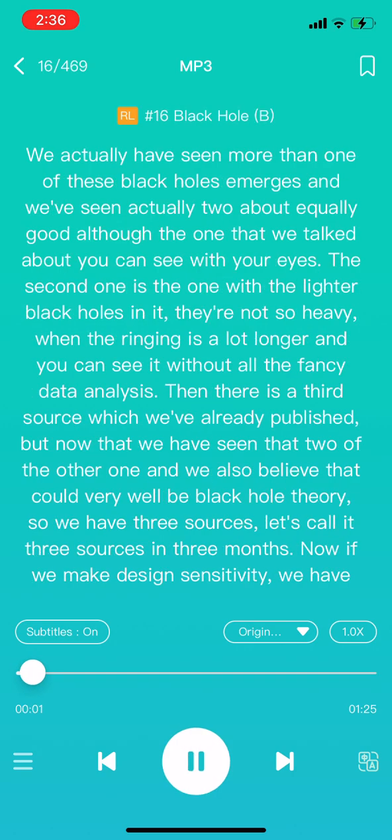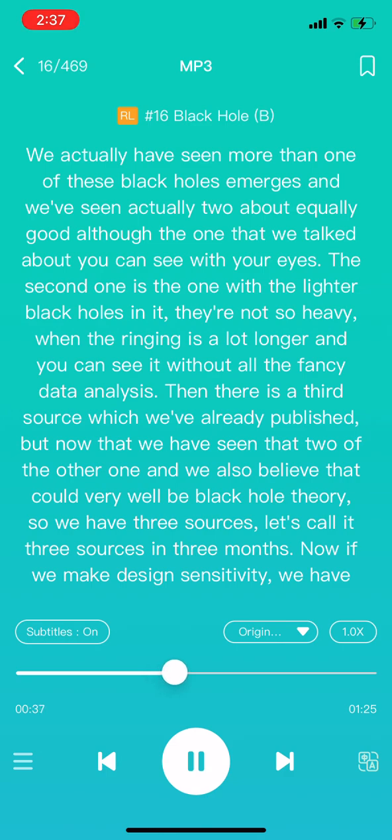We actually have seen more than one of these black hole mergers. We've seen actually 2 about equally good, although the one that we talked about, you can see with your eyes. The second one is one with lighter black holes in it. They're not so heavy, and the ringing is a lot longer, and you can't see it without all the fancy data analysis. And then there's a third source, which we already have published, but now that we have seen the other one, we also believe that could very well be a black hole pair. So we have 3 sources in 3 months.